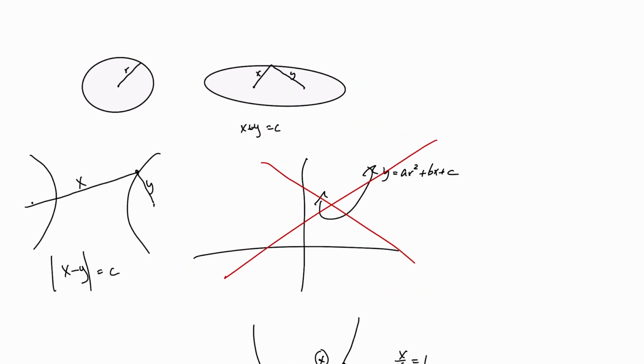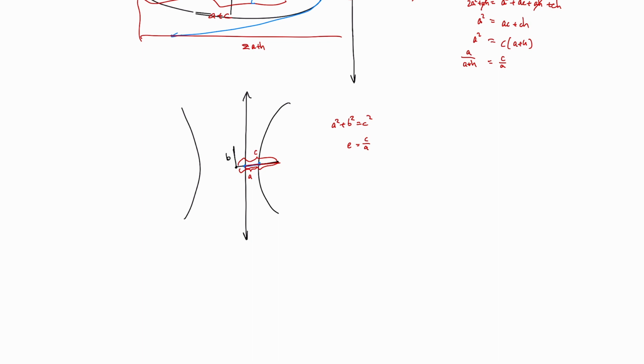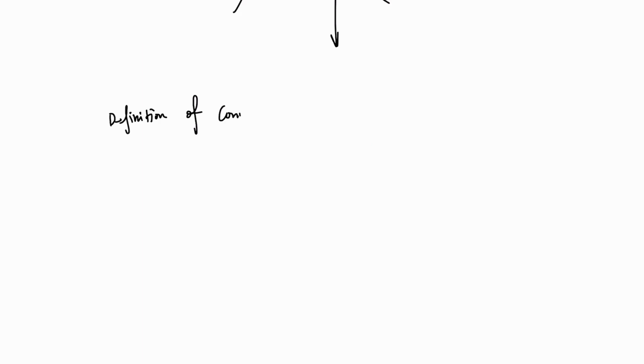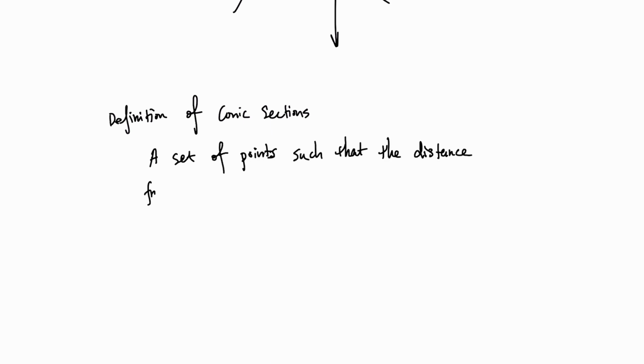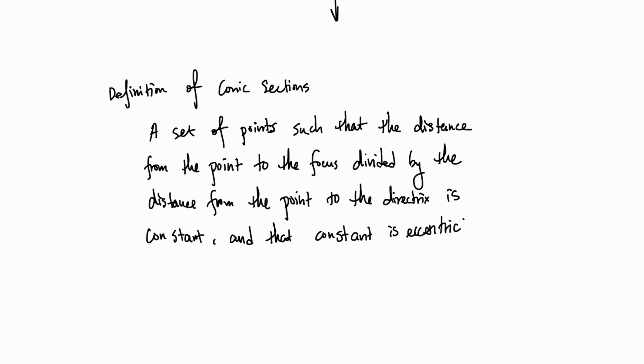Well, we didn't talk about circle really, but a circle is just a special case of an ellipse where the two foci actually coincide with each other. So we can just ignore that for now. Okay, so we now have a general definition of conic sections. That is, for a general conic section, we have a set of points such that the distance from the point to the focus divided by the distance from the point to the directrix is constant, that constant being the eccentricity.